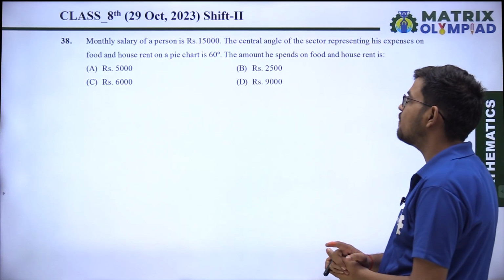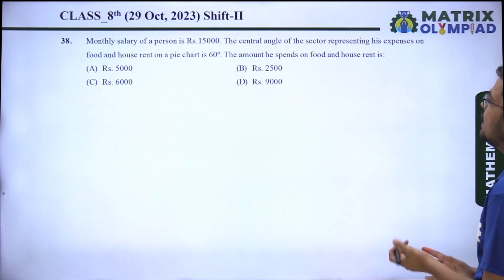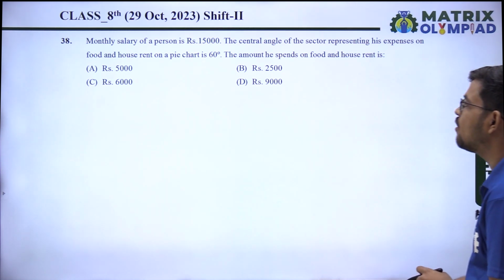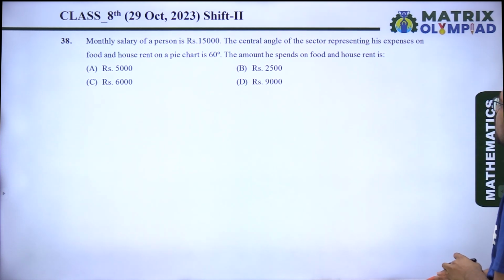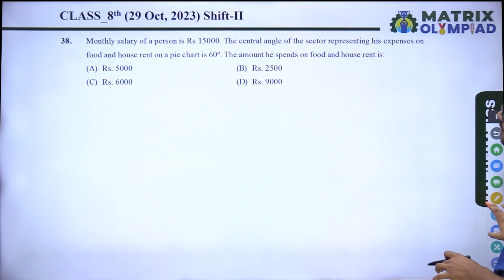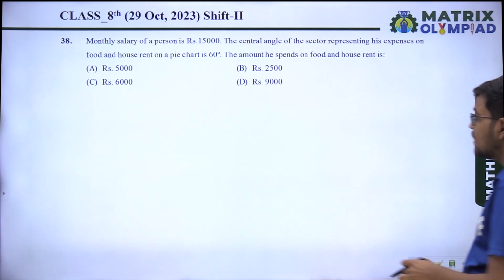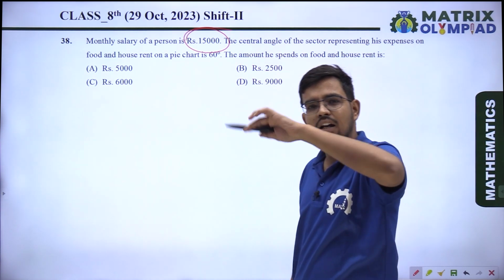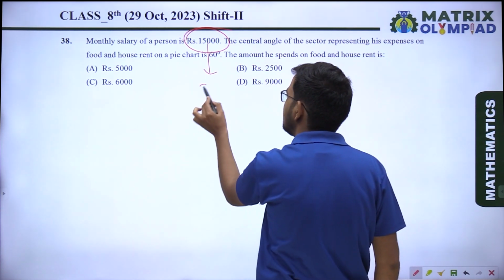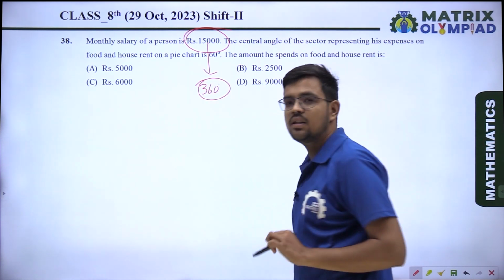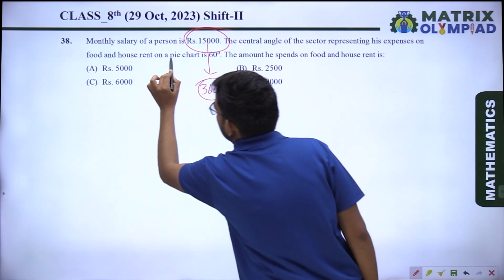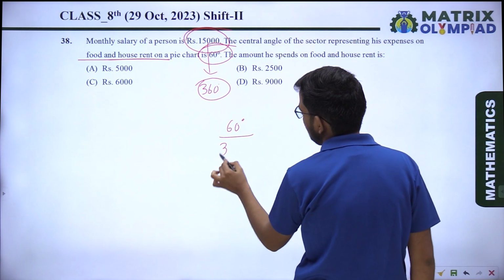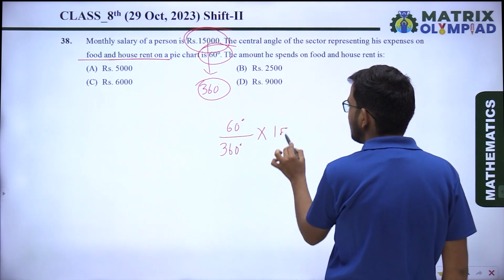Next question: monthly salary of a person is 15,000 rupees and the central angle of the sector representing his expenses on food and house rent on a pie chart is 60 degree. The amount he spent on food and house rent is? Total salary is 15,000. The sum of all central angles is 360 degree, equal to 15,000 rupees. And expense of food and house rent is 60 degree. So 60 upon 360 into 15,000.